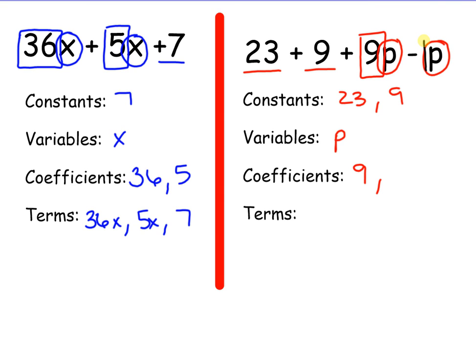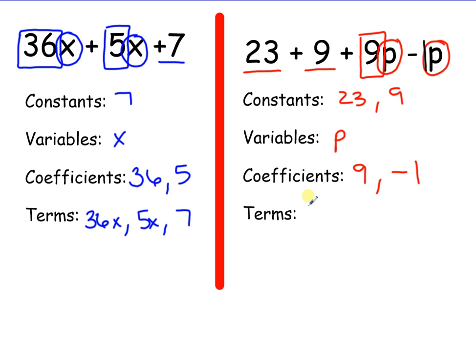Now, this one is slightly different than the last example, and here's why. Do you see this minus sign right here? This minus sign acts as a negative. So this coefficient is actually -1. And that will become important when we start to do things called combining like terms. But it's very important that you know that if there's a minus sign in front of it, it's going to be -1.